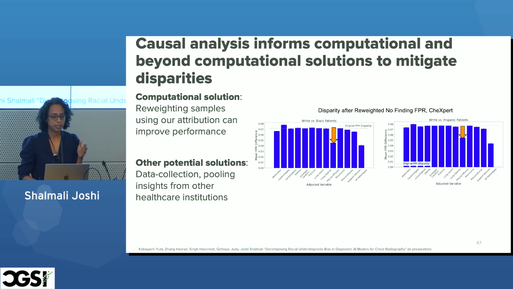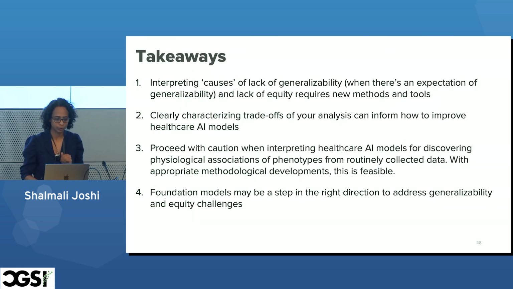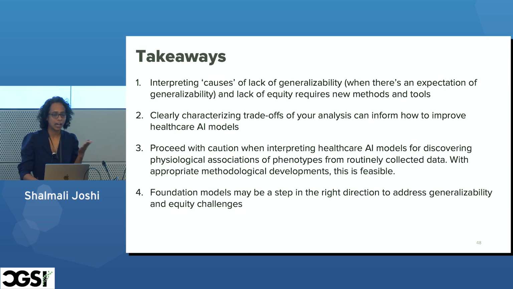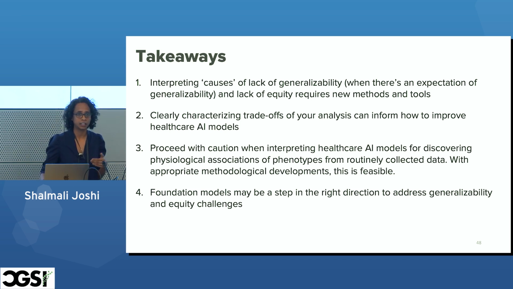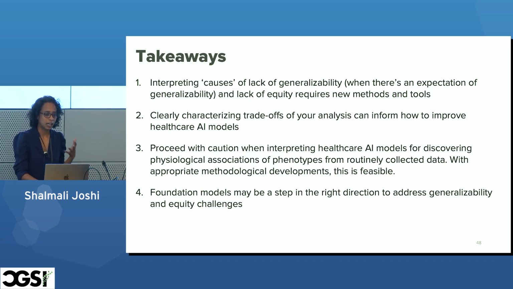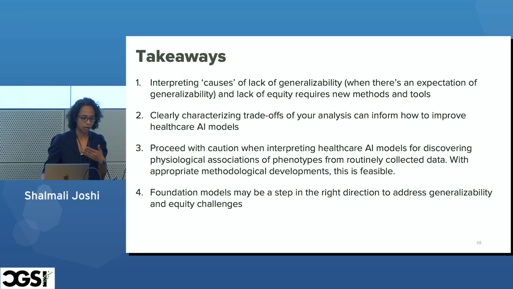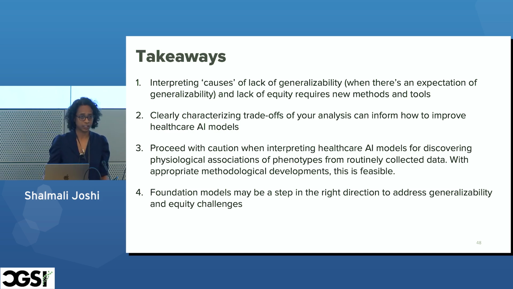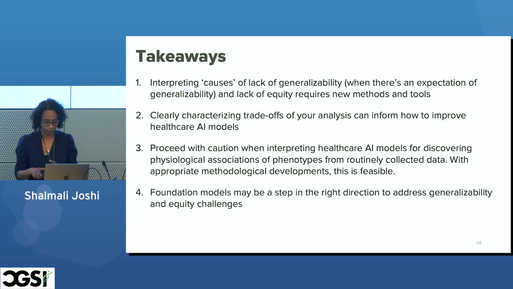So you can fix these disparities either via computational solutions or, better, by collecting better data and so on and so forth. And with that, I just want to stop, because I'm very over time, by saying that if we have methods and tools that can actually identify causes of disparity and inequity, then we can go on to understand how we improve these models, first of all. And then we obviously have to be very transparent about the kinds of assumptions we are making along the way, so that we know exactly what the limits of interpreting from this kind of data are.